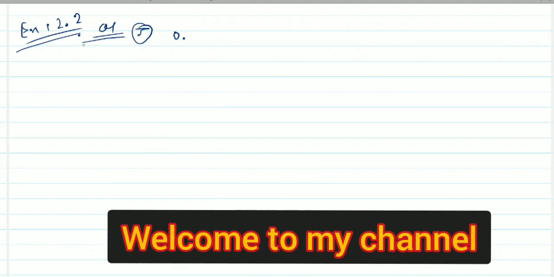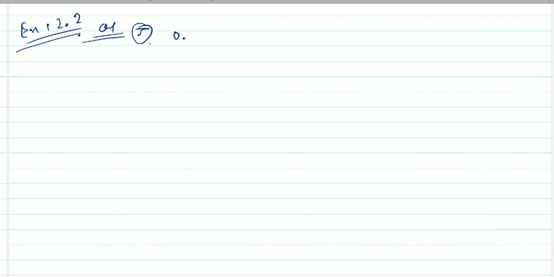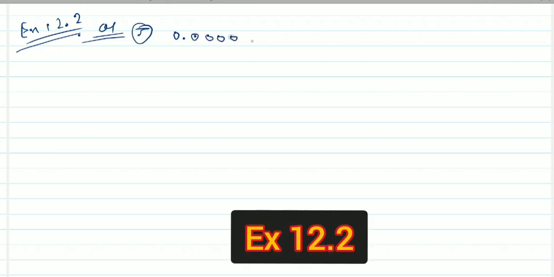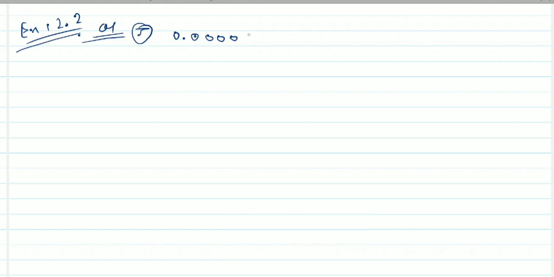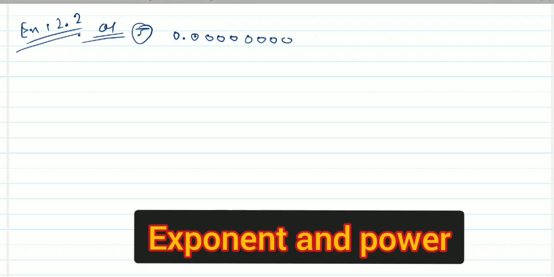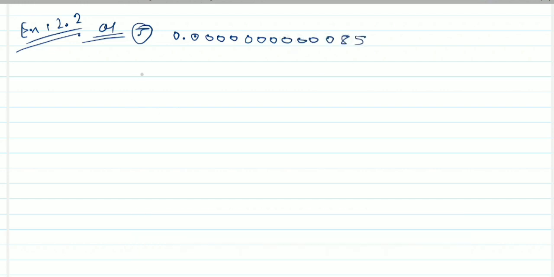We are going to start exercise 12.2 question 1 without wasting any time. So we move on to the first question. We have to express the given numbers in standard form. The first question is 0.0000, there are 11 zeros in fact. After the decimal point: 4, 5, 6, 7, 8, 9, 10, 11, and then 85. We have to express this in standard form. So it's a very simple question.